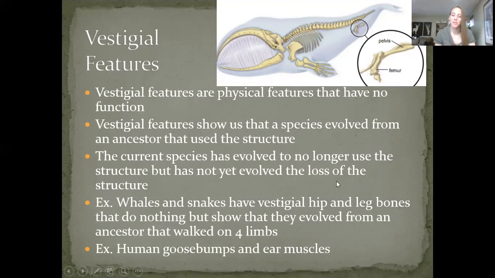With humans, our goosebumps are an example of a vestigial feature. When we get cold, we tend to get goosebumps. Our ancestors would have used that to insulate them back when they were fully covered in hair or fur. The goosebumps would puff up the hair to provide insulation and warmth. We no longer have enough hair to make that useful, but it still happens. So it's a vestigial feature.